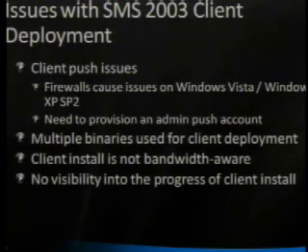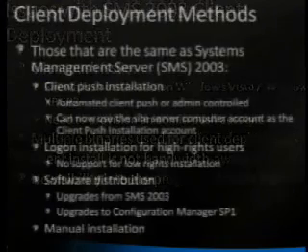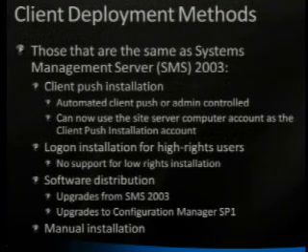So troubleshooting client installs in SMS 2003 got into looking at a whole bunch of log files. You had no idea what was successful and what was unsuccessful until you did that. The client was not bandwidth aware. So if you did a client install over a WAN link, guess what? We were pushing a whole bunch of stuff over the WAN link and chewing up all the bandwidth at that point in time. So we'll talk about how those get fixed momentarily.